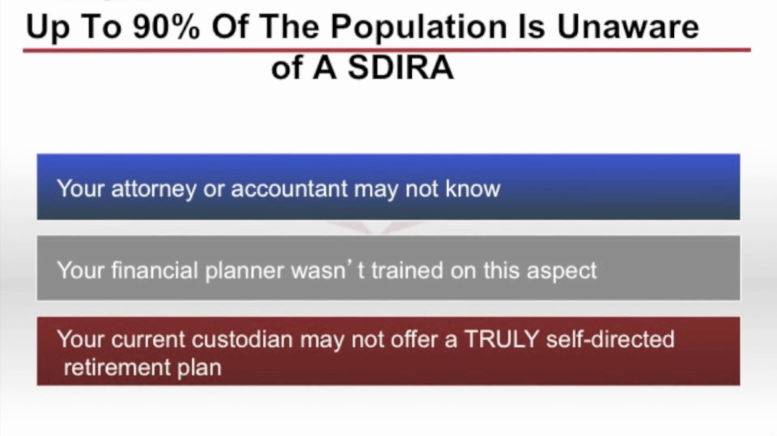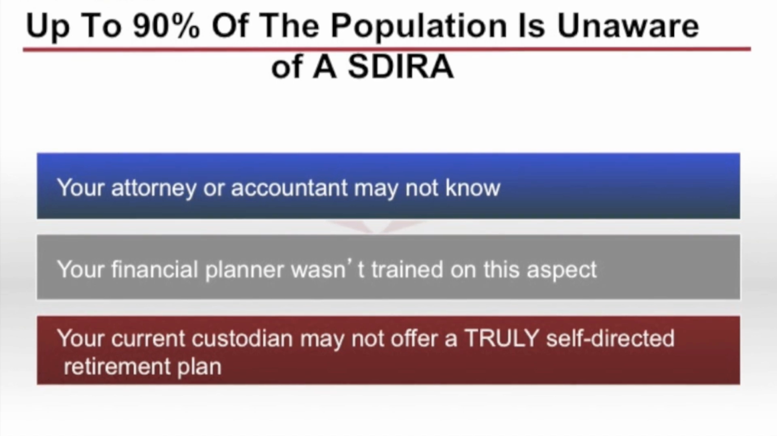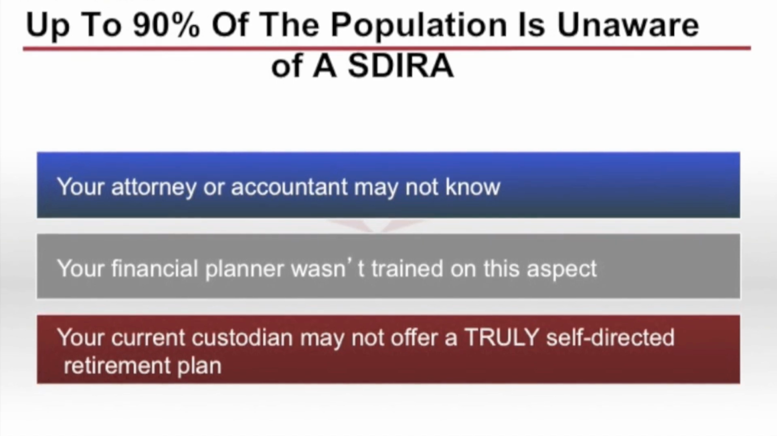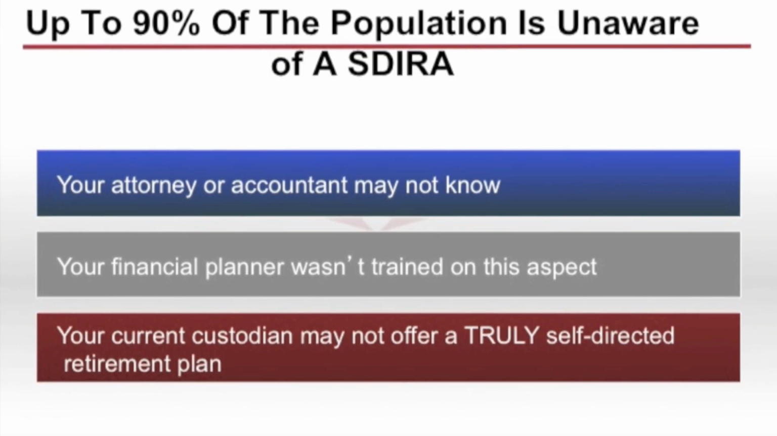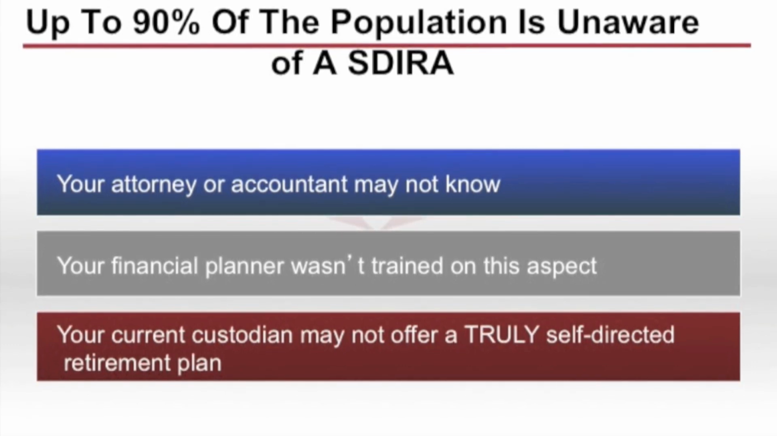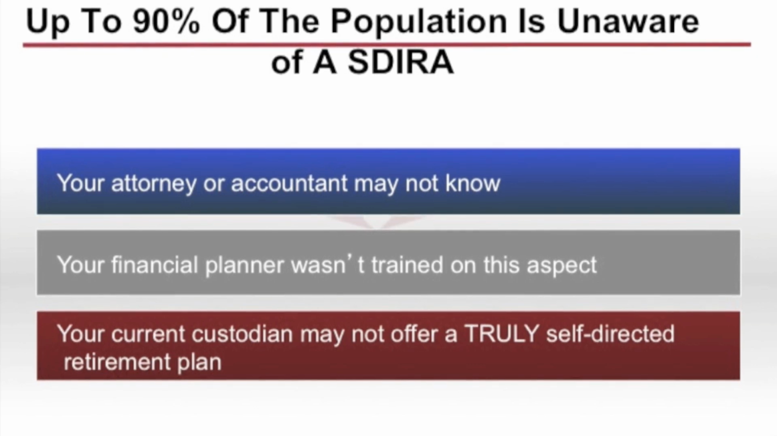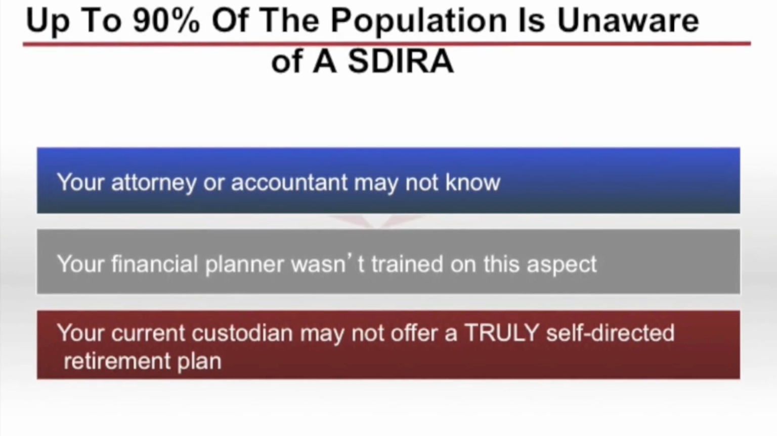They say up to 90% of the population do not know that a self-directed IRA exists. As part of the ERISA Act that was passed in 1974, Congress allowed you to self-direct your retirement and 401k. So it's not a new concept.